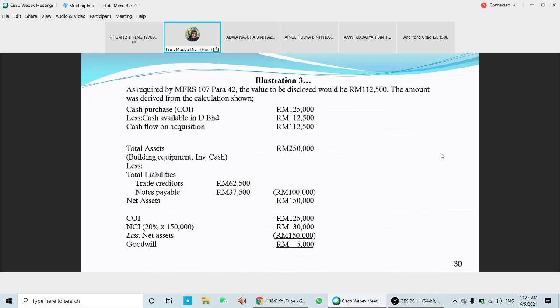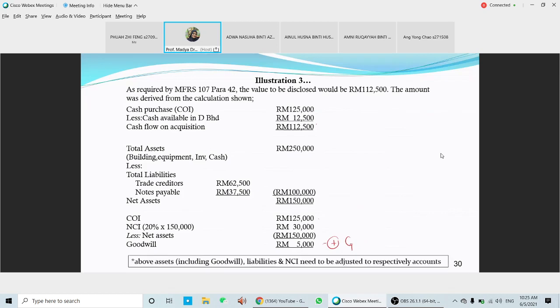And then for the goodwill here, you need to find the total assets and then compare with the purchase consideration and the NCI. So you have a goodwill here, and goodwill is going to increase. So you need to add it to the existing goodwill that you have in that company. Okay, for the cash flow statement, all the assets that you have here, the assets and liabilities including goodwill, so the new one is the goodwill. Liabilities and NCI need to be adjusted to the respective accounts.